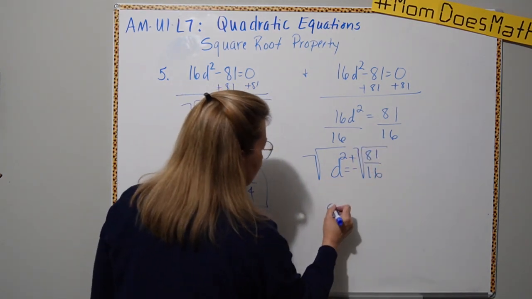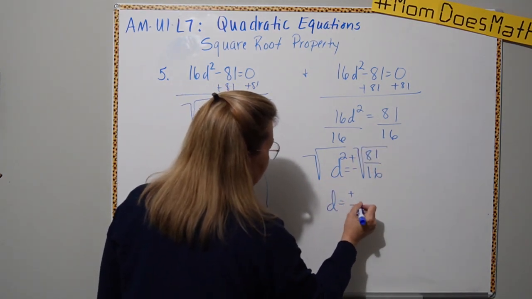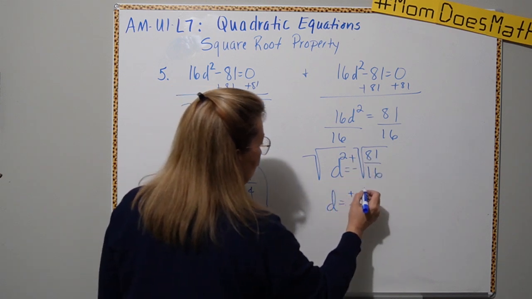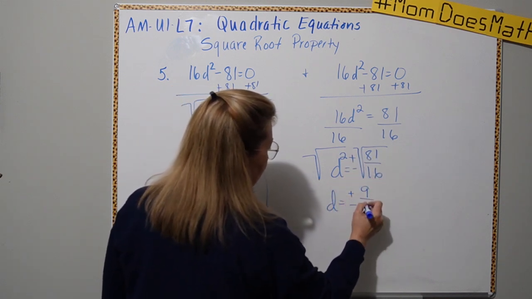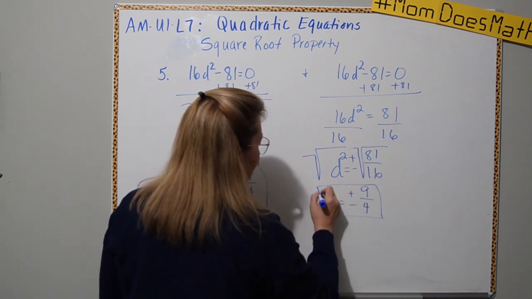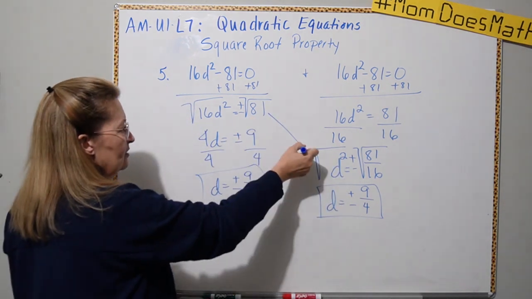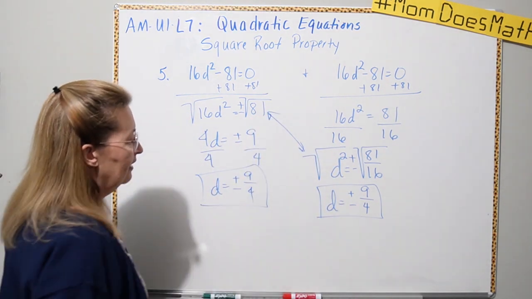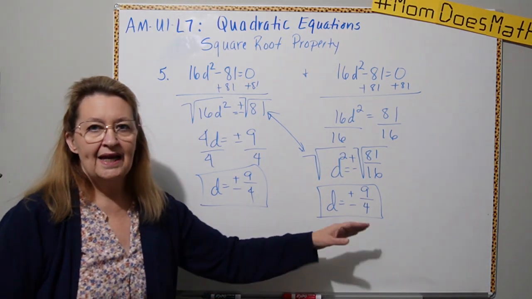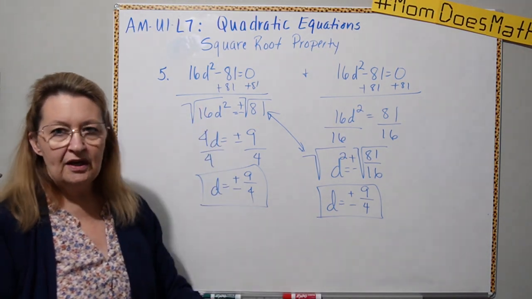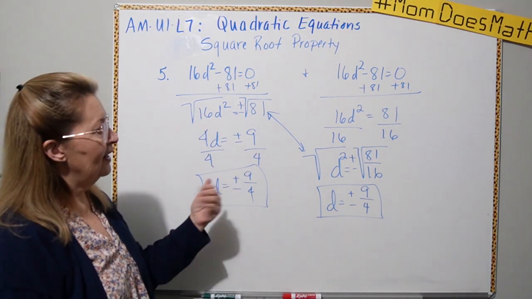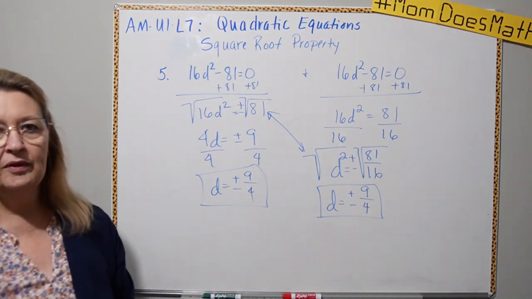The square root of d squared is d. Got plus or minus. What's the square root of 81? 9. And the square root of 16 is 4. So even though I did the steps a little bit differently, you can see where I took the square root from each side, you still get the same answer if you just stick with the rules in math that you know. All right, let's look at the next one.